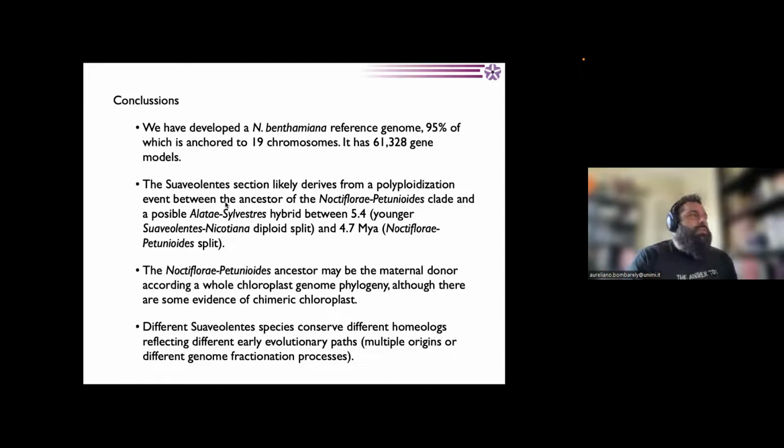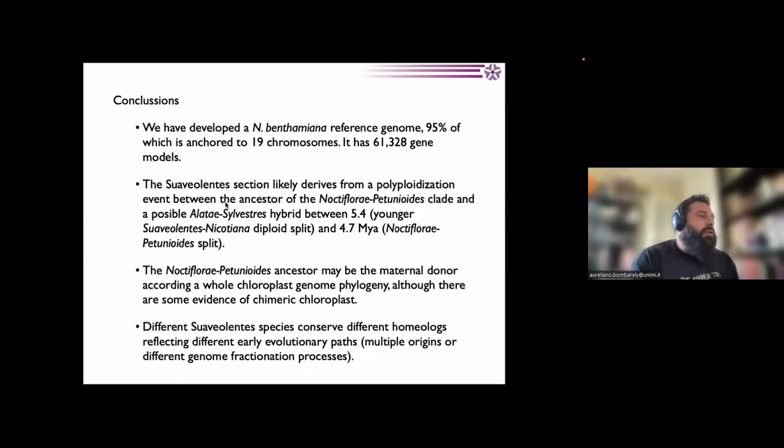And we still don't know if it's a hybrid between the Alatae and Sylvestris, or maybe it's also the ancestor too. But the thing that we know, now that we have been using a lot of Alatae genomic data, is that the Alatae has an important contribution in the Suaveolentes genomes. We think that the Noctiflora Petunoides ancestor may be the maternal donor, according to the whole chloroplast genome phylogeny, but we also found some evidence of chimeric chloroplasts, we think.